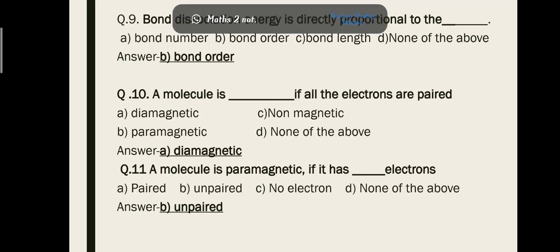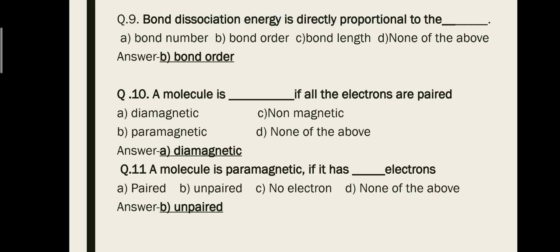Question number 9. Bond dissociation energy is directly proportional to the A. Bond number, B. Bond order, C. Bond length, D. None of the above. The correct answer is B. Bond order.